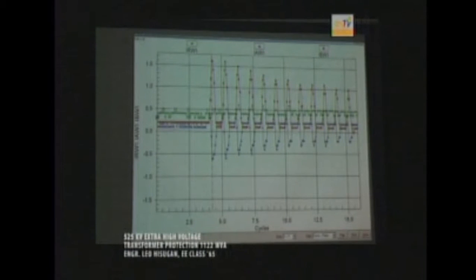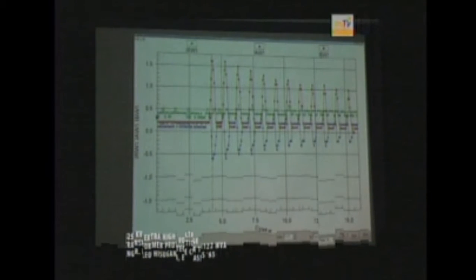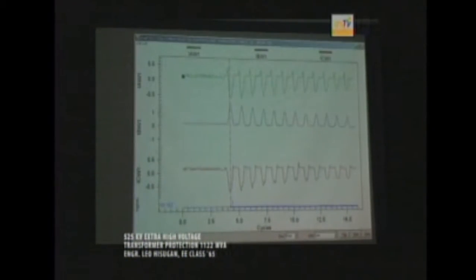And these inrushes sometimes are very troublesome because they increase your first current coming in, and you might trip on this inrush. So what we do is use the second and fourth harmonic as additional restraint on our inrush, to protect the transformer from inadvertent sudden pressure relay operation.